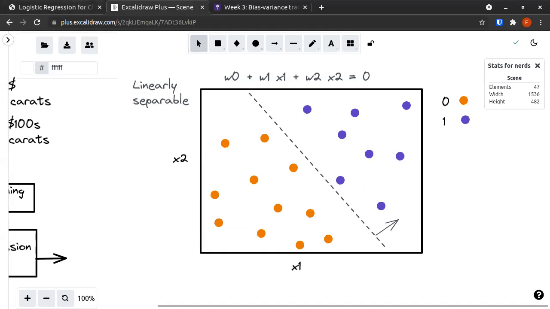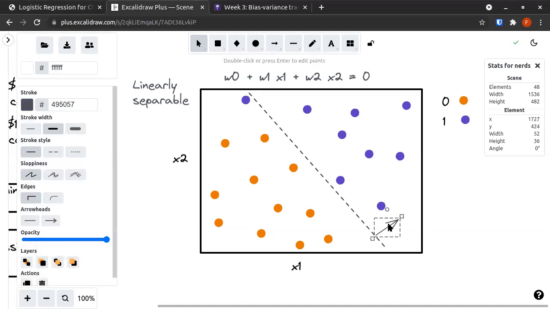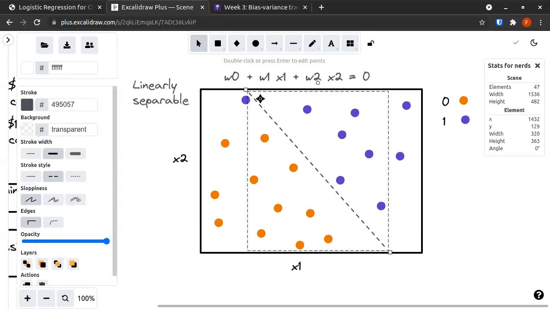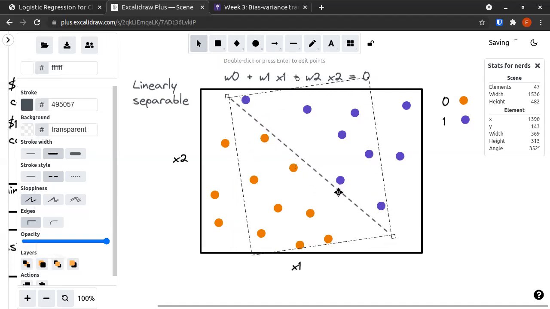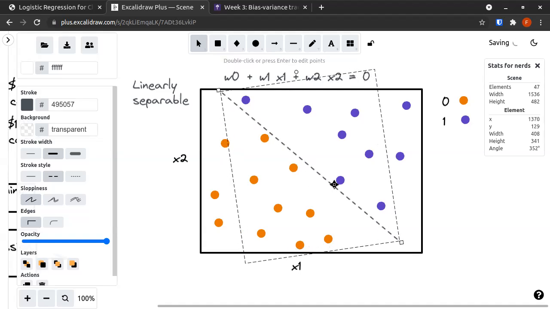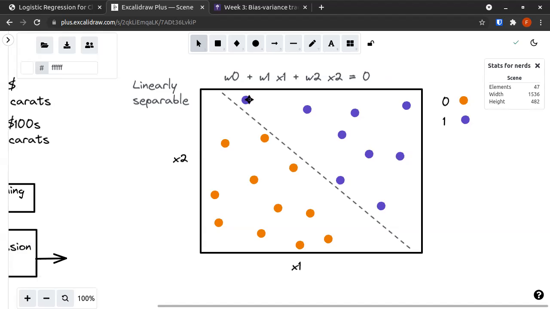What would be an example of data that's not linearly separable? So let's say I took this point and I put it here. Is the data now not linearly separable? Well, actually, I can just take this line and move it a little, rotate it a little. And there still exists a line that separates the two classes. So the data is still linearly separable as long as there exists a hyperplane that can separate the two classes.